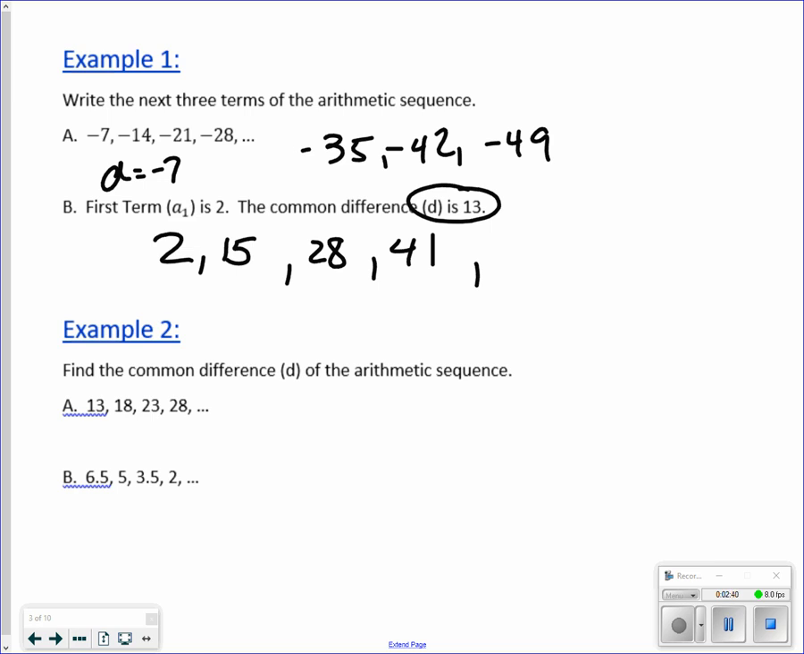Find the common difference in the arithmetic sequence. So all they want to know is what is D in these two. So 13 to 18 to 23 to 28, that is adding 5 each time. This one's a little more complicated. 6.5 to 5, 5 to 3.5, 3.5 to 2. It's going down, so it's a subtraction, or adding a negative 1.5. So again, we're trying to find the common difference each time.